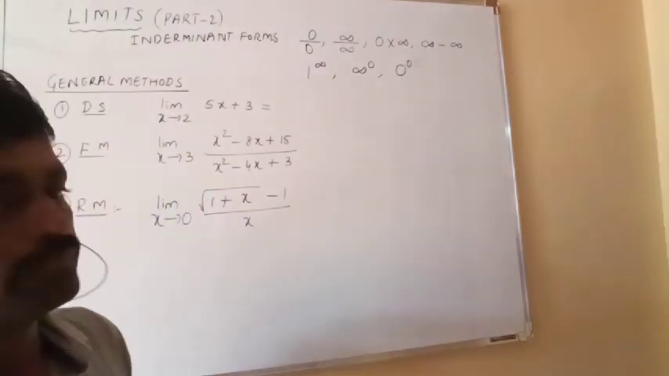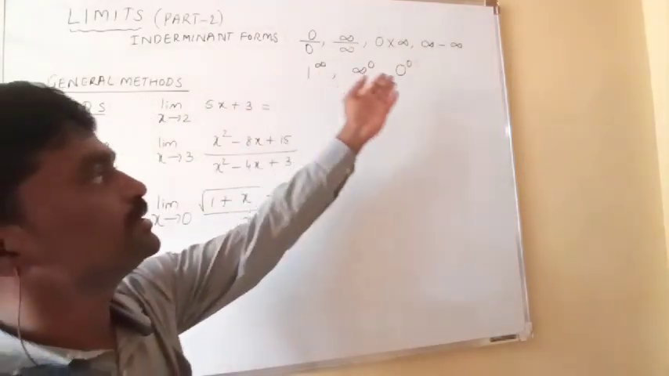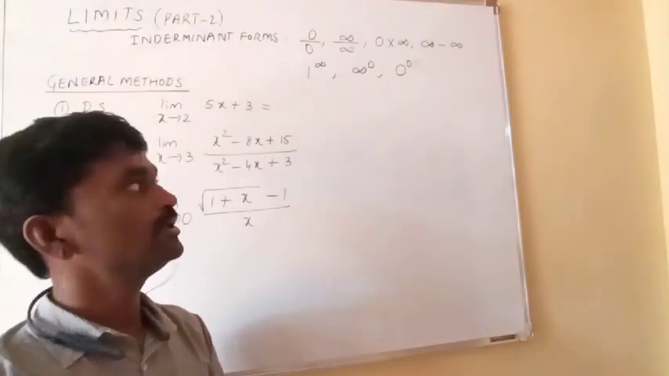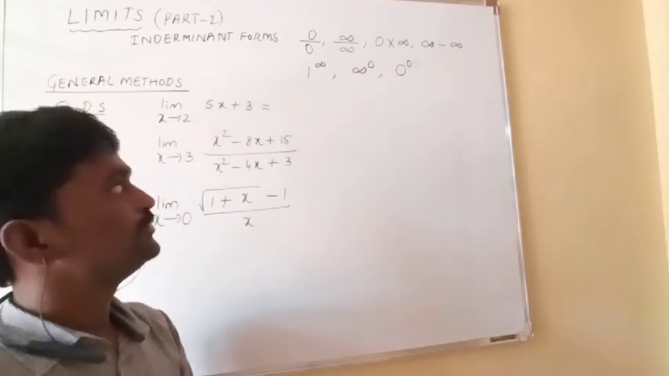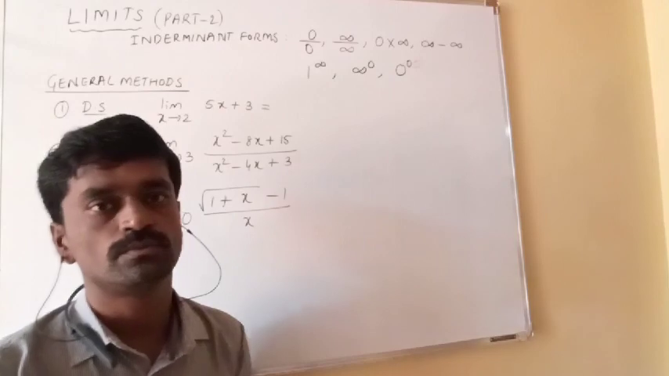So, first thing, indeterminate forms. What are the indeterminate forms? These are the 7 indeterminate forms: 0 by 0, infinity by infinity, 0 into infinity, infinity minus infinity, 1 power infinity, 0 power 0, infinity power 0.